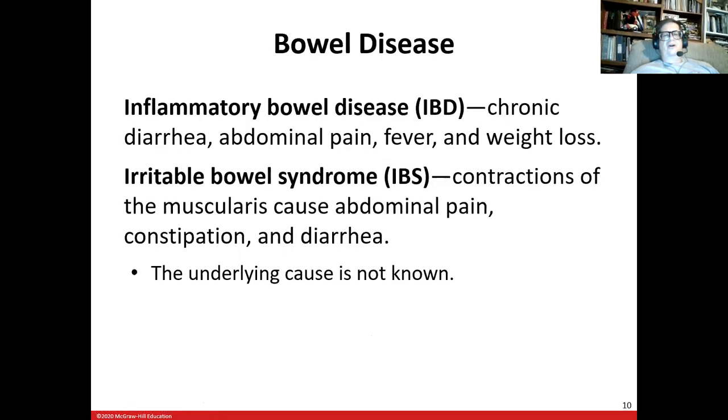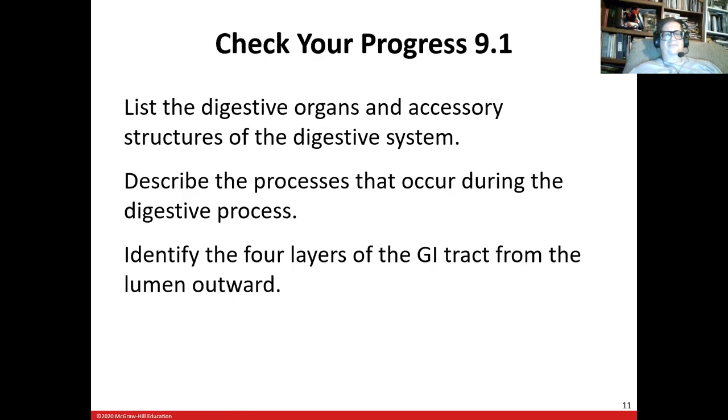All right, other bowel diseases. There's inflammatory bowel disease that gives you diarrhea all the time, abdominal pain, fever, weight loss. There's irritable bowel syndrome. Contractions of the muscle cause abdominal pain, constipation, and or diarrhea. I know those are opposite things. Irritable bowel disease, we don't actually have 100%. We're not sure what's causing it.